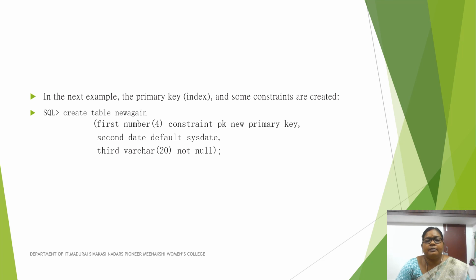The second column has a default system date. There is no special constraint for the second column, but for the third column I am using a not null constraint. That is, null values are not allowed in the third column. So the constraint is enabled here. Once the constraint is created, it will be active. When we try to insert data, only then can we find out whether it is working properly or not.